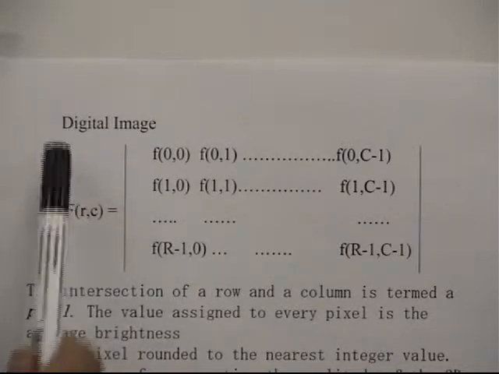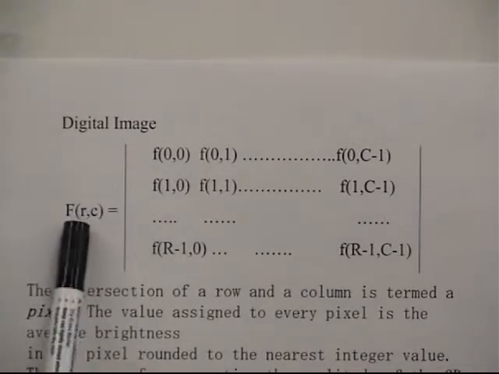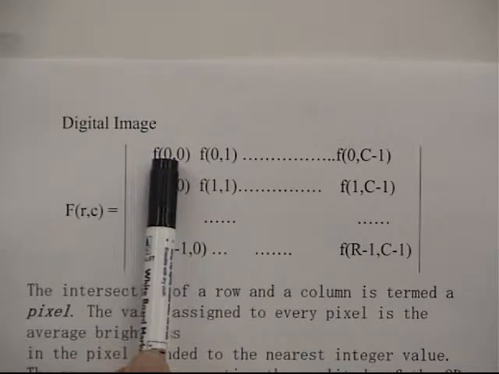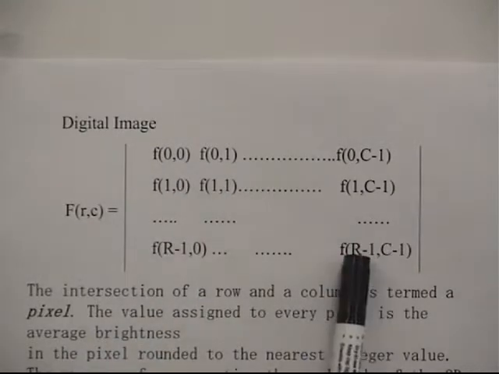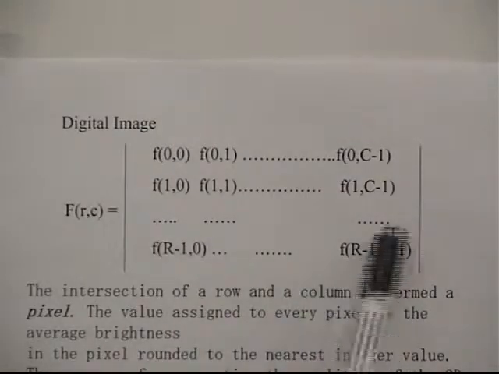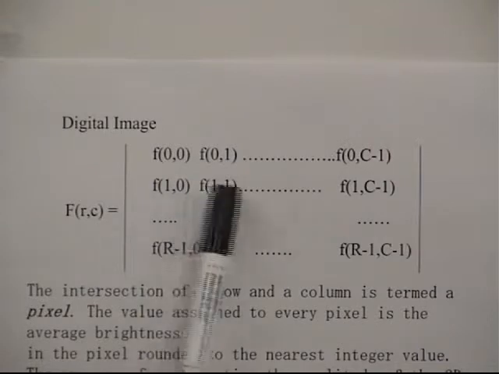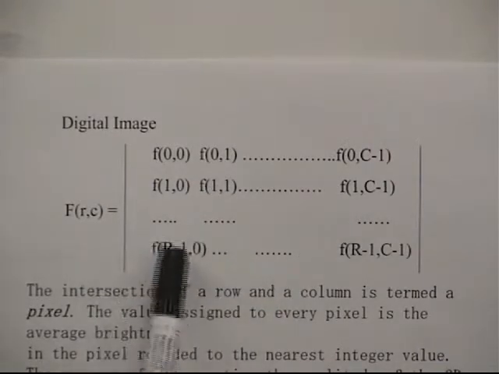A digital image is all a function of the rows and the columns, a matrix function from F naught naught on the top left to F R minus 1 C minus 1 bottom right. The more the number of rows and columns, the greater is the density of the pixels, the greater is my resolution. Each point here is a pixel. Along with that, I would have the quantization, how many bits I require to represent each and every pixel. And that would determine how many grayscales I have.